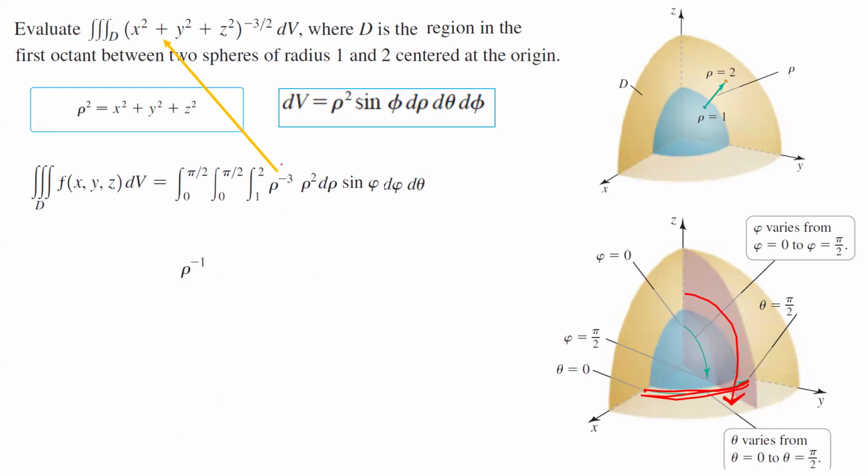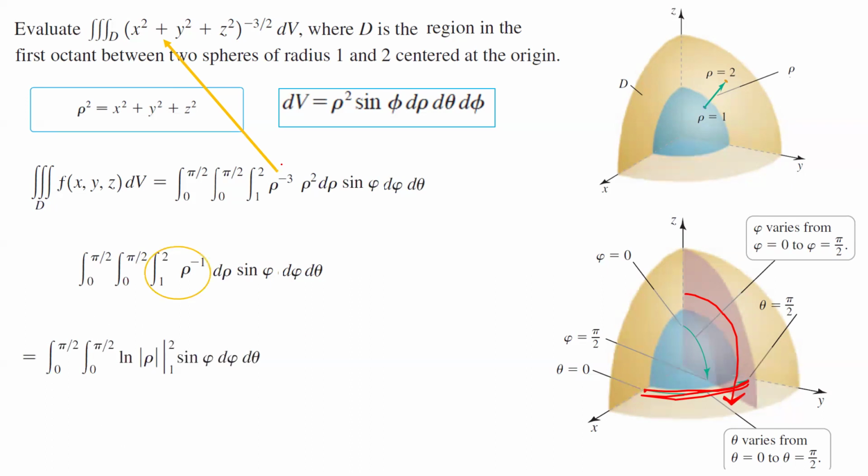But the calculation is not that difficult. If you combine rho to the negative 3 and rho squared, you get rho to the power negative 1. Then you take the definite integral of rho, while rho is bounded between 1 and 2. Then you take the integral of sine phi d phi, phi bounded between 0 and pi over 2. And finally, the integral of d theta, theta bounded between 0 and pi over 2.